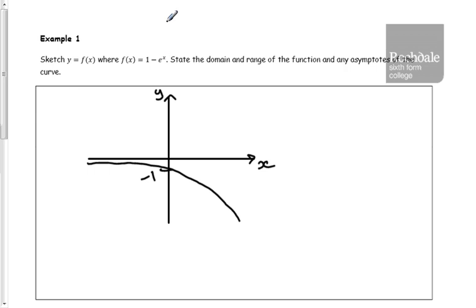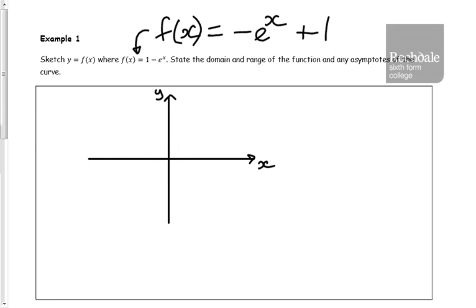I'm just going to rewrite f of x like this. Minus e to the x plus 1. That's the same as the question. I haven't changed anything. We've still got 1 minus e to the x. Writing it this way, hopefully you recognize this is going to move the whole graph up by 1 unit. Any asymptotes will go with that.